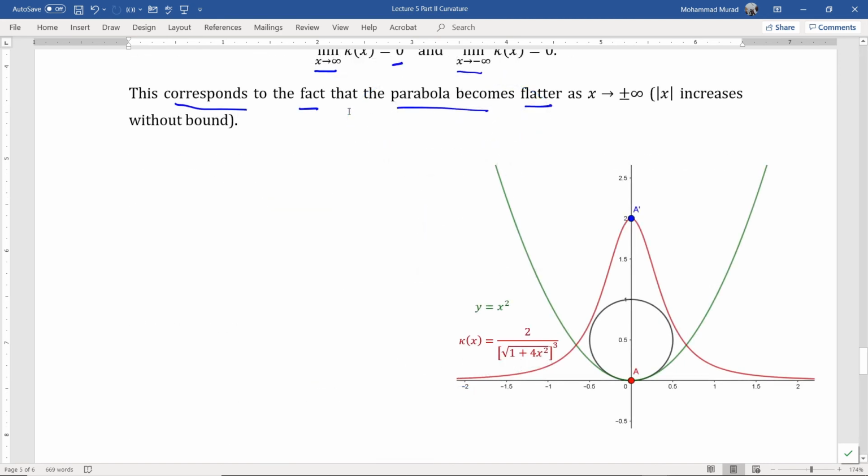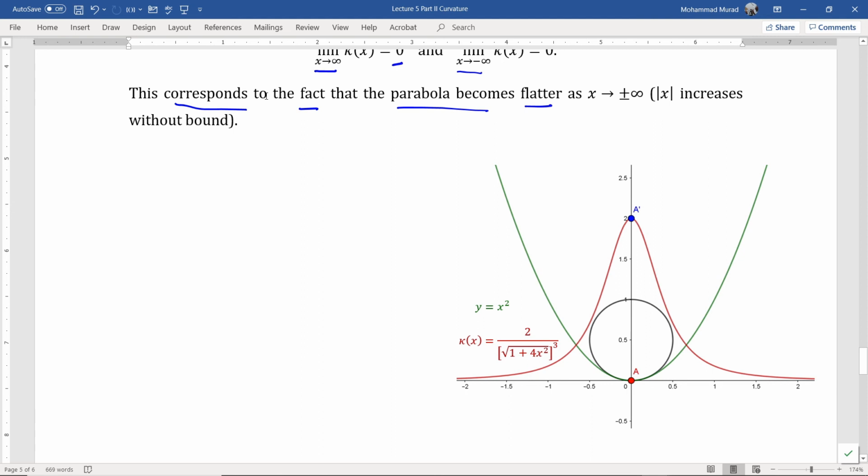As shown in the figure, the parabola is plotted with the green color and the curvature function kappa is plotted with the red color. So we see the curvature has the maximum value at the origin, and as x approaches infinity, the curvature function becomes flatter and flatter, asymptotically approaching the x-axis. Since the higher we go along the parabola, the curve becomes flatter.